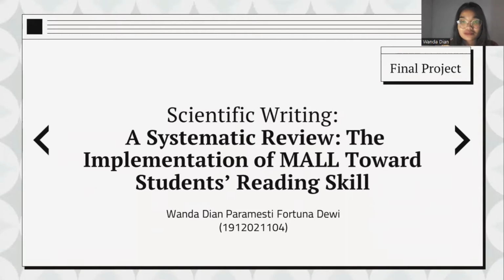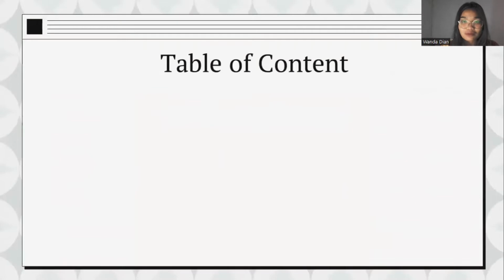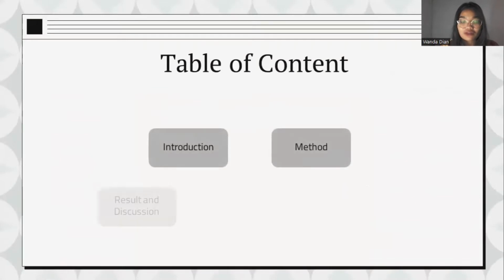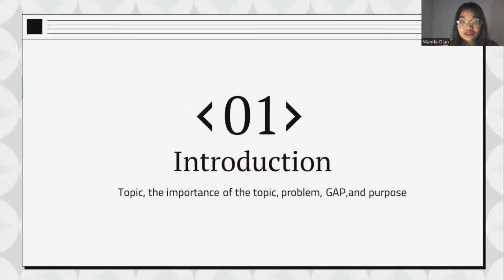Towards Students' Reading Skill. My presentation will cover four parts. The first one is the introduction part. The second one is the method part, then followed by the result and discussion part, and the last one is the conclusion part. So without any further ado, let's jump to the first part, the introduction part.